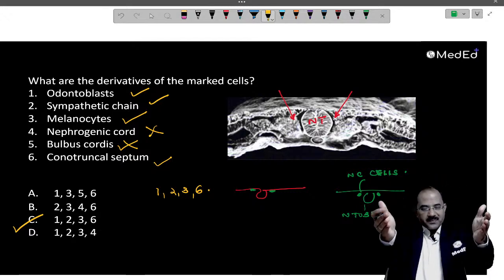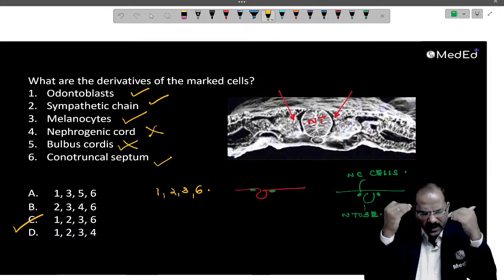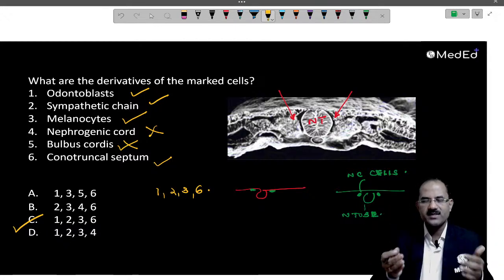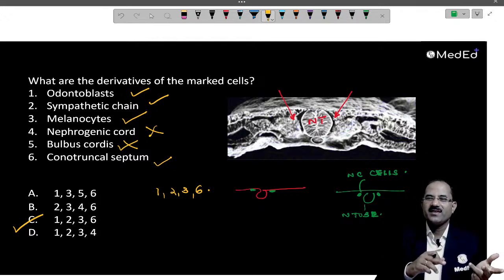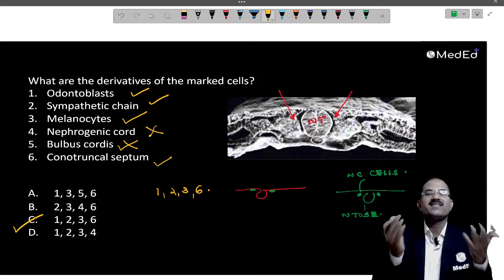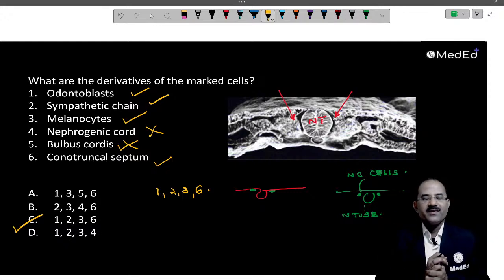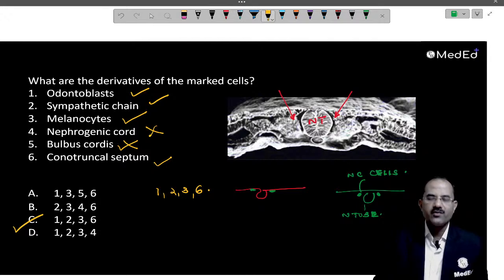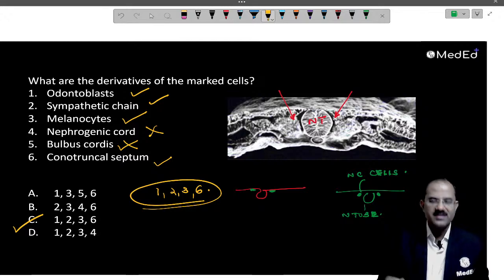So the neural crest cells give rise to a variety of structures. Which are those? The odontoblasts, the melanocytes, the dorsal ganglion, the sympathetic ganglion, the Schwann cells, the corneal stroma, the parafollicular C cells of the thyroid. What it does not form is the nephrogenic cord. Nephrogenic cord is derived from the intermediate plate mesoderm, and the bulbus cordis is derived from the primitive ventricular chamber, right? So the answer is 1, 2, 3, and 6. The answer is C for this.